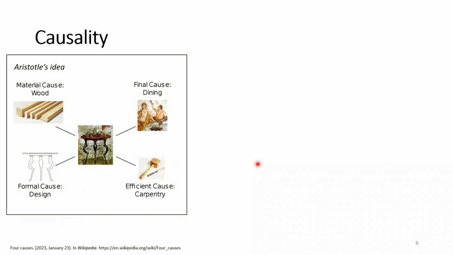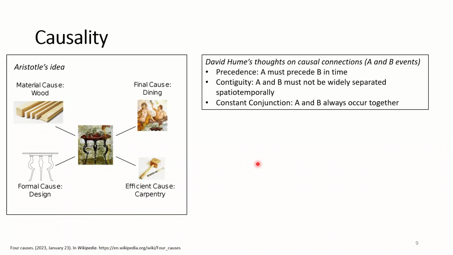In this causality topic we had three thinkers. Aristotle was somebody who first documented how causality can have effects. In his book he gave a nice example of a sculpture. Here I am giving a similar example of how a table has been designed, with the four causes that he told about. Then there were David Hume's thoughts on causal connections: if there are events A and B, how are they connected causally?